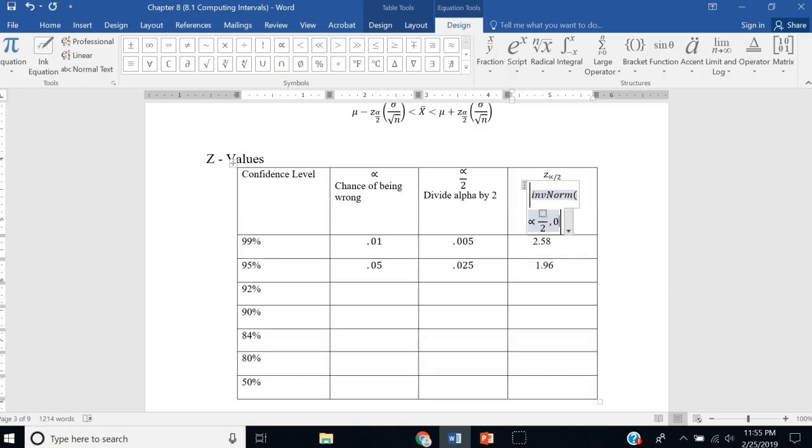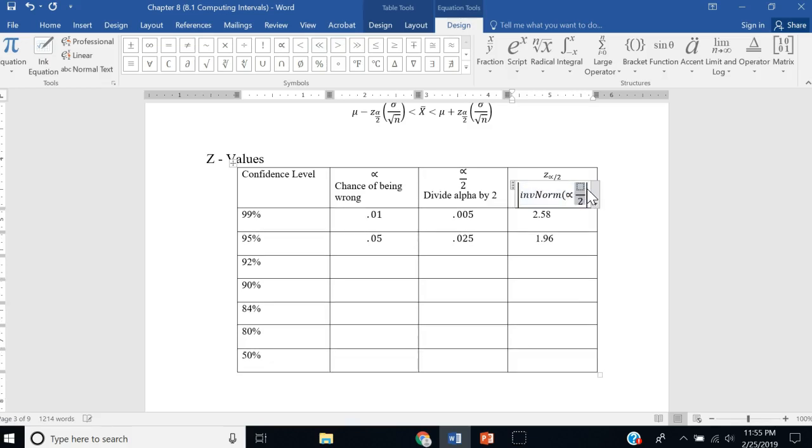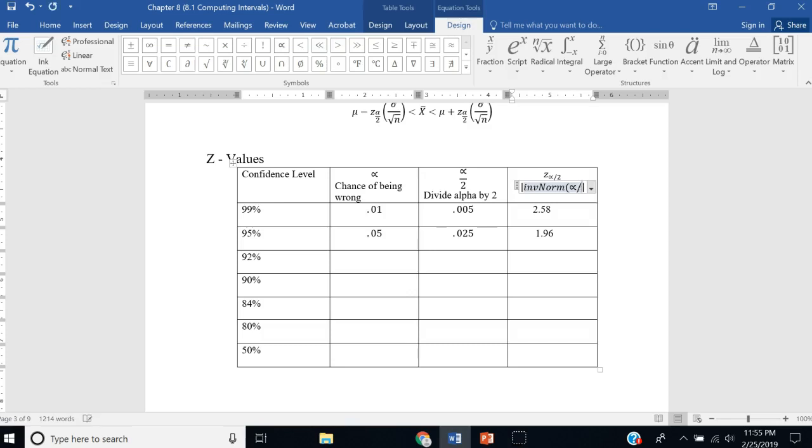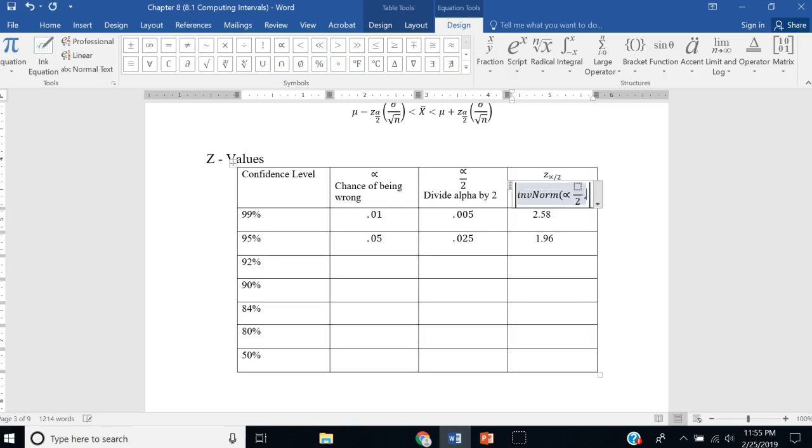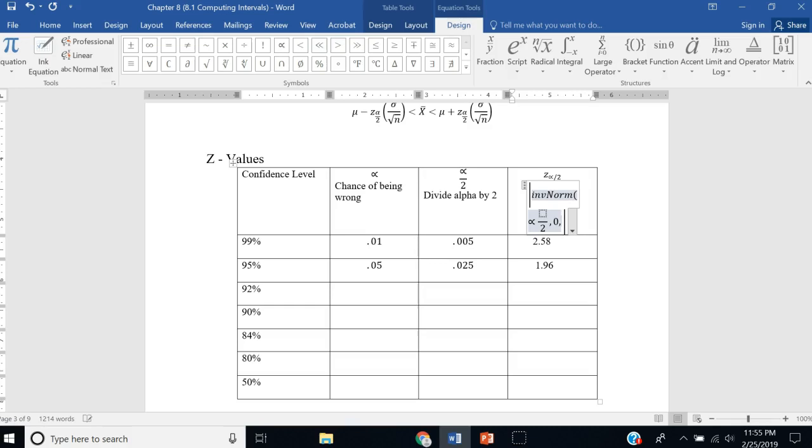Again, comma 0, comma 1. Dang it. Let me act the way I was supposed to do. Alpha over 2, comma 0, comma 1. What is going on there? All right, let me try to redo this just a bit.